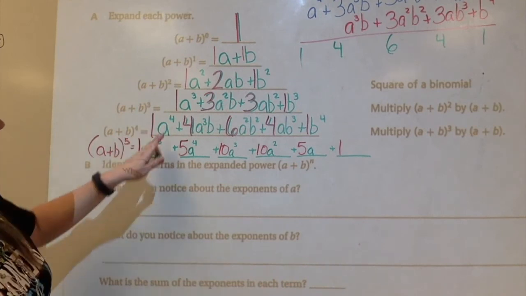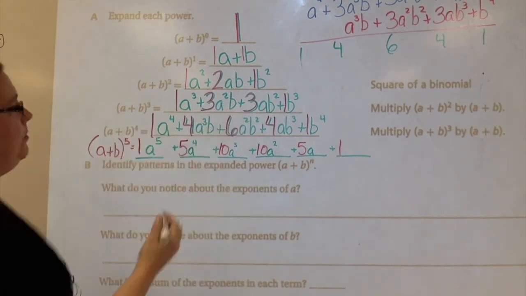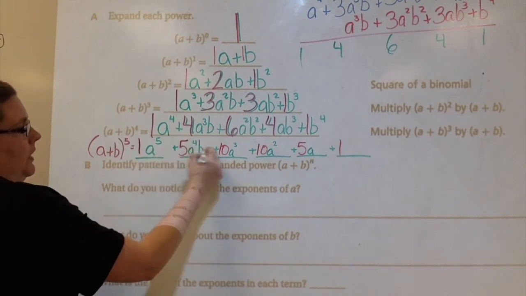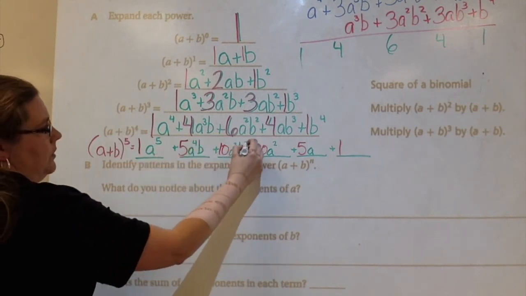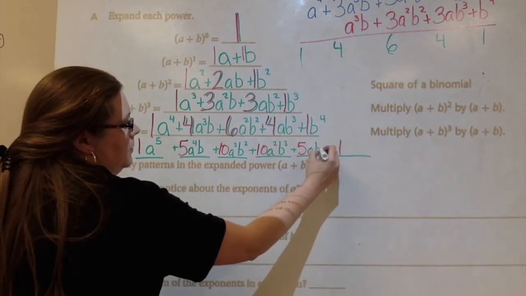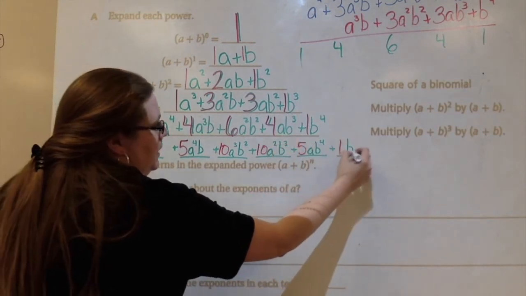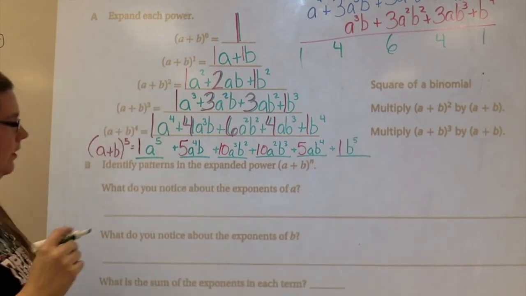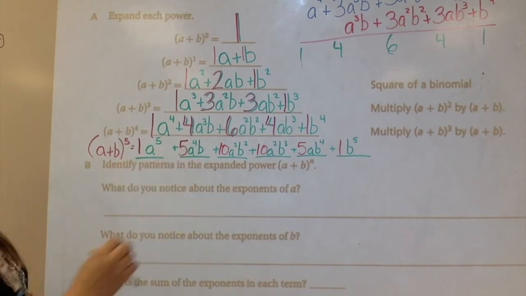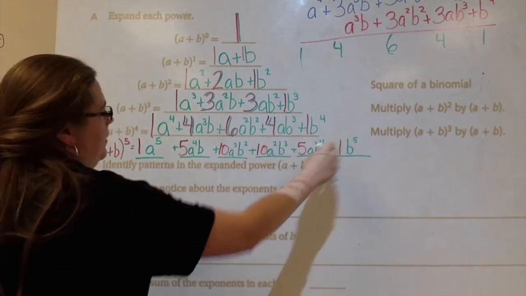And notice that after the first term, you start building up with the b's. So there won't be a b in this first term, then you'll have b, b squared, b cubed, b to the 4th, and b to the 5th. Also, notice that the exponents in every term sum to 5.